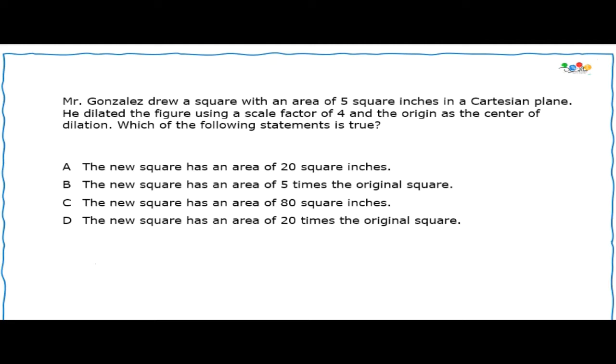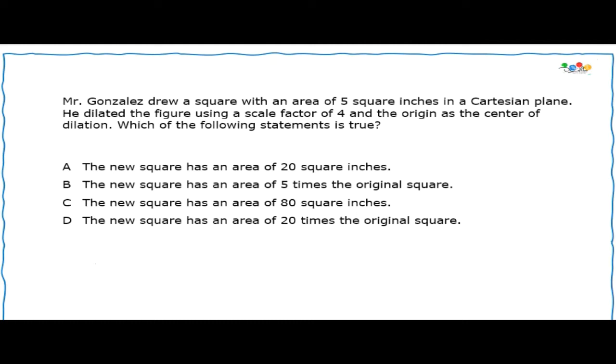All right. Let's read the problem. Mr. Gonzalez drew a square with an area of 5 square inches in a Cartesian plane. He dilated the figure using a scale factor of 4 and the origin as the center of dilation. Which of the following statements is true?